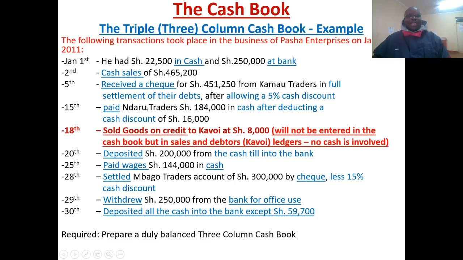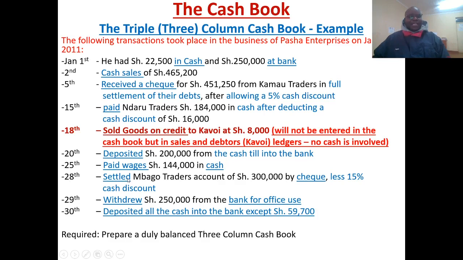On 15th, they paid Ndaru Traders 184,000 in cash after deducting a cash discount of 16,000. On 18th, they sold goods on credit to Kavoy at 8,000. This will not appear in the cash book because it is a credit transaction. No cash is involved. They'll be paid later. On 20th, they deposited 200,000 from the cash till or box into the bank. On 25th, they paid wages equivalent to 144,000 in cash.